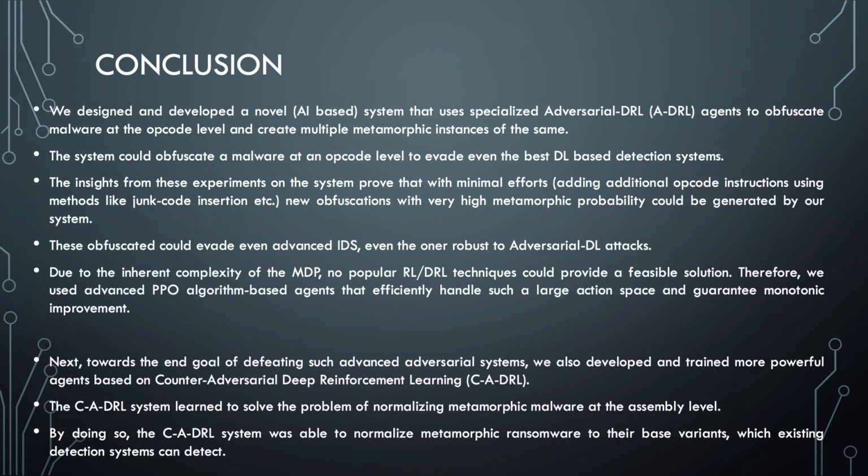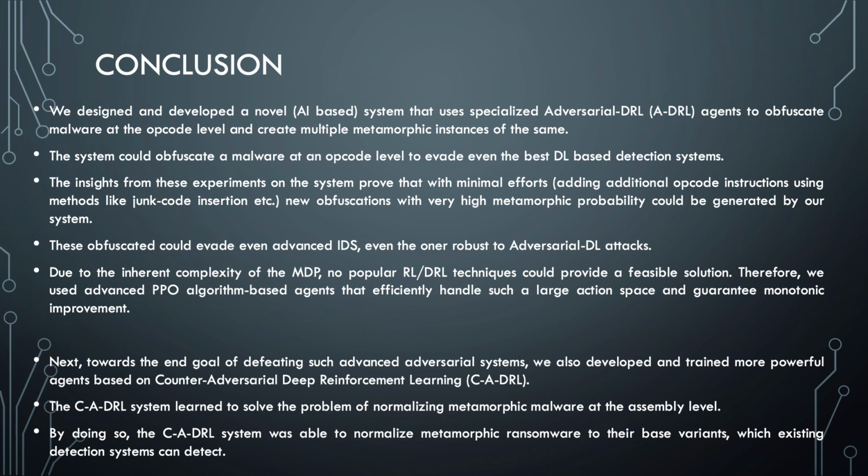In conclusion, we designed and developed a novel AI-based system that uses specialized adversarial deep reinforcement learning to obfuscate malware at the opcode level and create multiple metamorphic instances of any malware. The system could obfuscate a malware at the opcode level to evade even the best deep learning based detection systems, while also preserving their file functionalities.